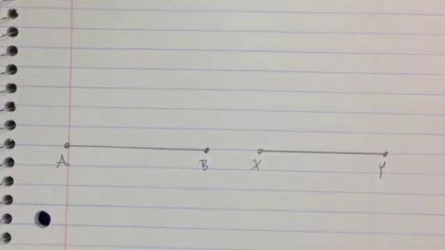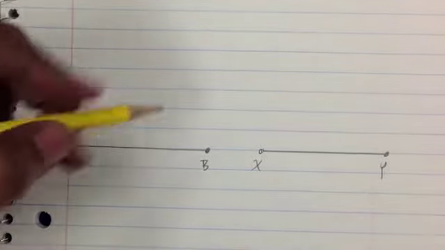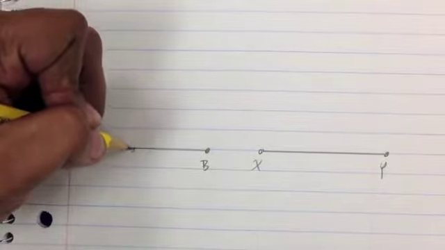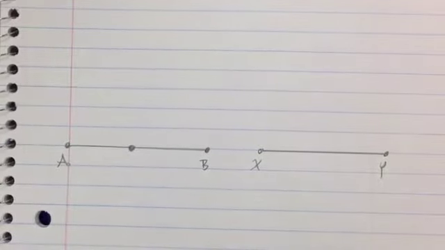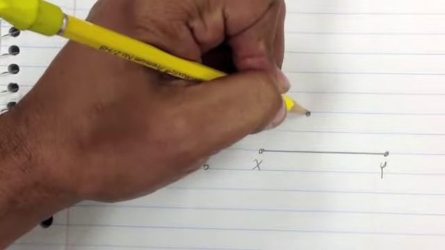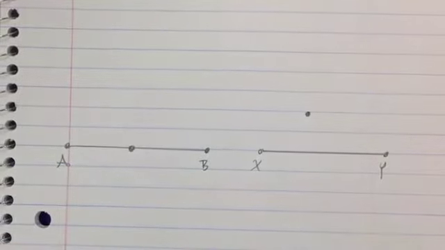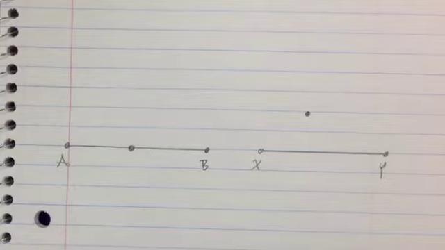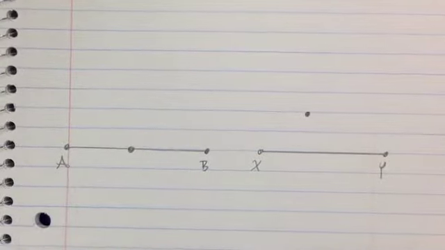Now the difference between these two segments will make our perpendicular line. The one on the left will have a dot on the line, and the one on the right will not have a dot. It will be off the line. So, first, the left. We take our compass.